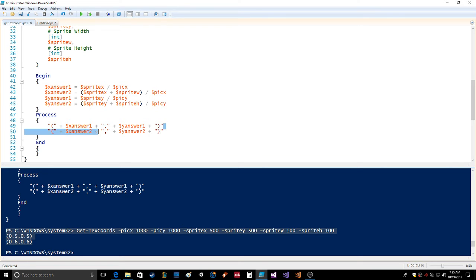So this is the correct output. And all I did was I swapped this right here. So it's x answer 1 plus y answer 1, and then x answer 2, comma, plus y answer 2, like that.